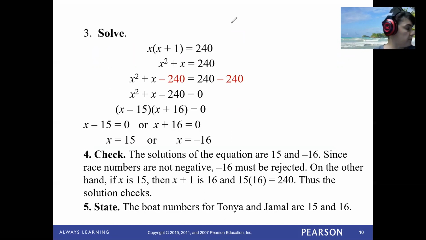If you can, for practice, you can go in the book, and example 4 is the same problem. Now they're marathon runners and their t-shirts are consecutive numbers, and the product instead of 240 is 156. So it's the same problem, just the numbers are different.